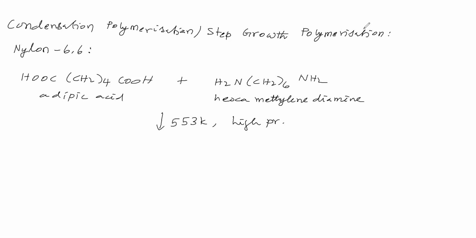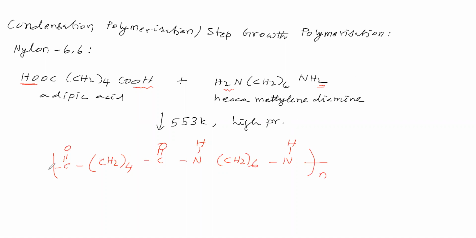That means the OH group from the acid and the H from the amine will go away as water. So what is remaining here? (CH2)4 and the CO group. Here the NH group is there, and (CH2)6 is there. Hydrogen is eliminated as water, so NH is remaining. Here in the COOH, the OH is eliminated as water, so CO is remaining. So it continues like this.